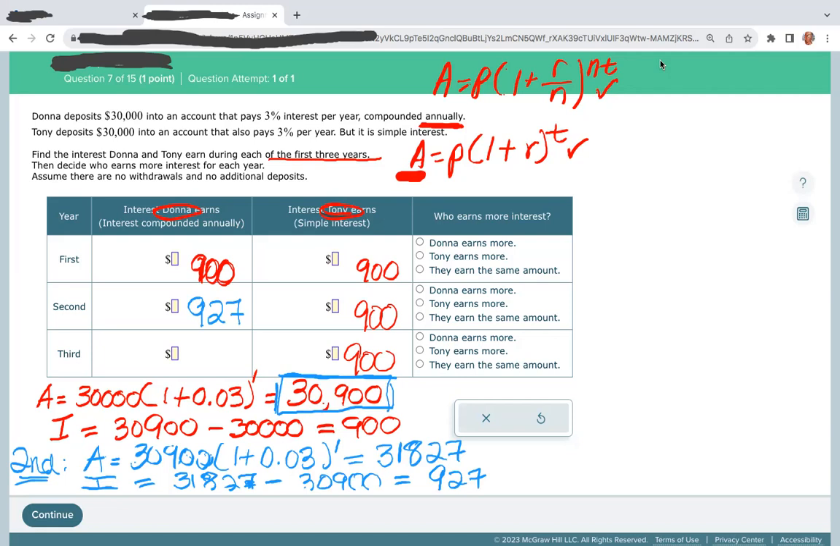Now you should start seeing that there's a difference between these two amounts. Why, guys? Because not only is this person getting interest on the initial deposit of $30,000, they're also earning interest on the $900 in interest they earned during the first year.